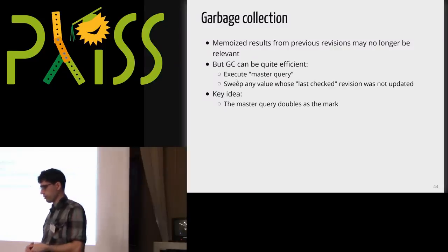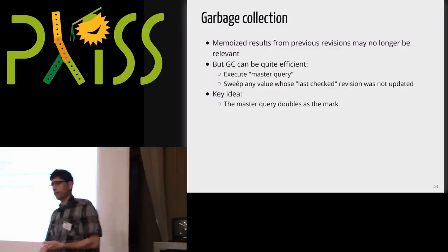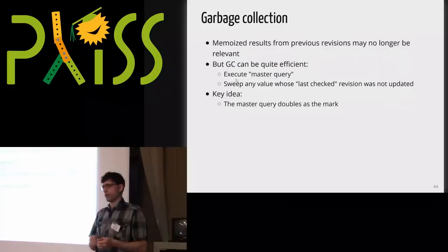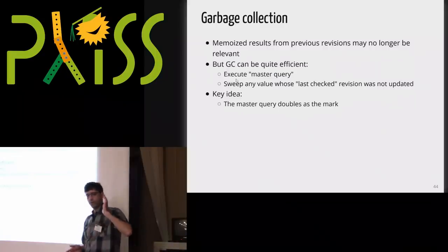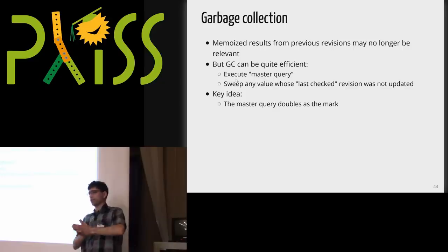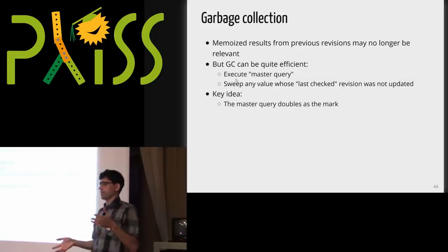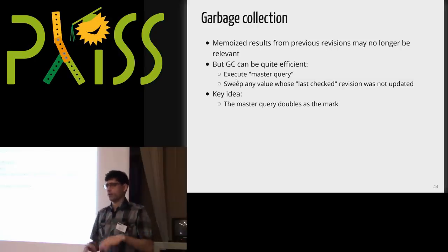And it turns out you can do this in a nice way, because we're already tracking for all the memoized values the revision when we last computed them, or when they were last checked to see if they were up to date. So essentially what you can do is, let's say your master query, whatever it is, like type check all the functions. And then at the end of that, you can just sweep through the memoized values and say, did that wind up being recomputed in the most recent revision or not? And if it didn't, then you know it's something that's no longer needed, or at least was not needed to do that master query, and you can throw it away.